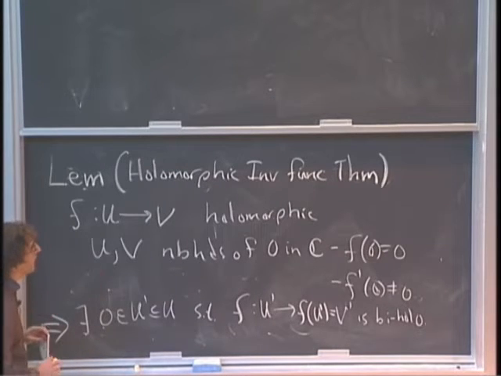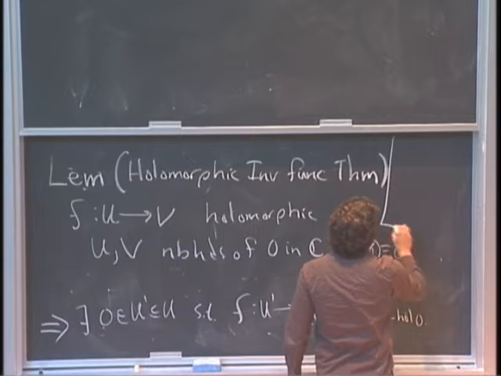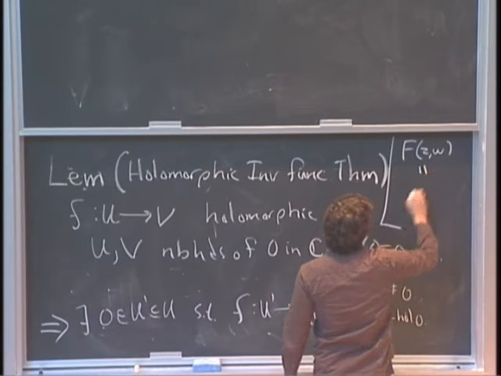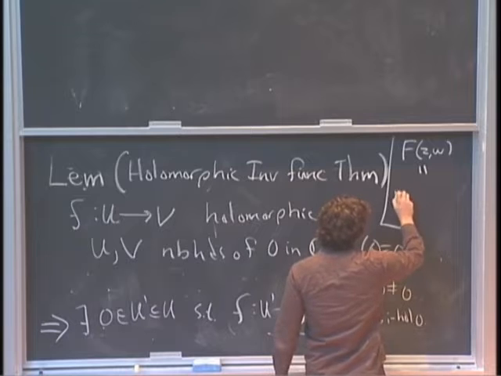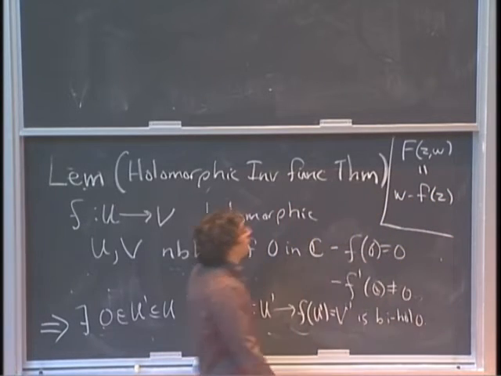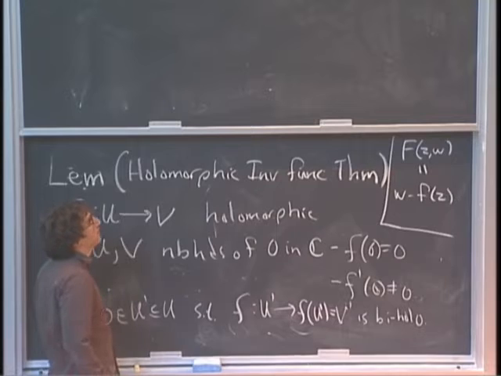Equivalently, you could try and adapt the lemma we had last time, where we were able to study solutions of equations of the type f of z equals w. So if you just take this as equal to w minus f of z, you can try and adapt the proof I gave last time to prove this inverse function theorem.